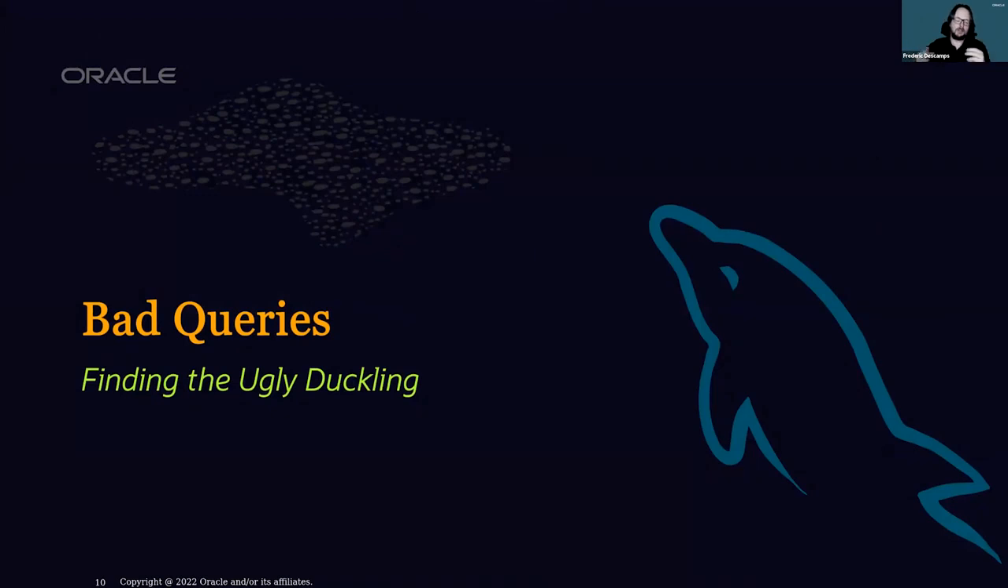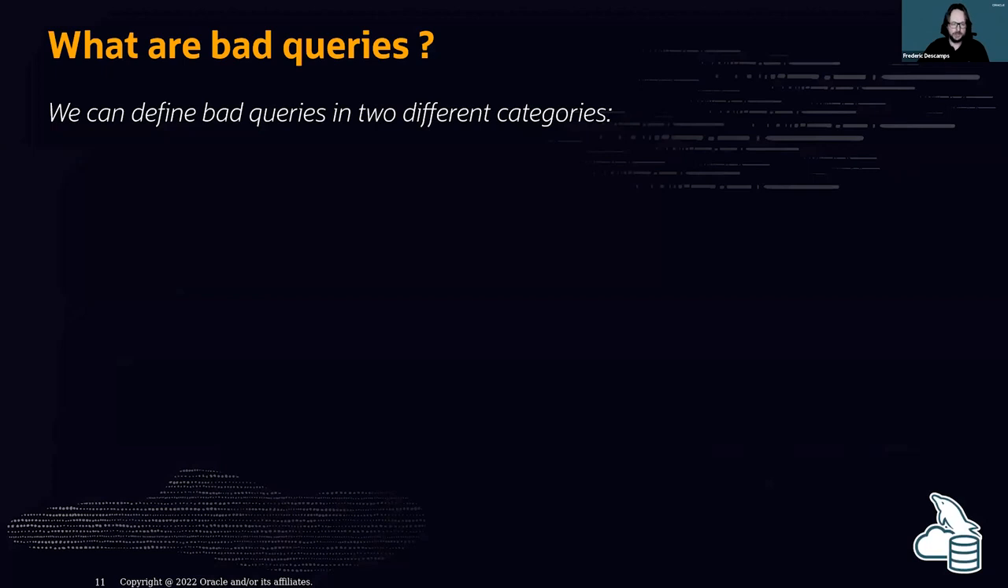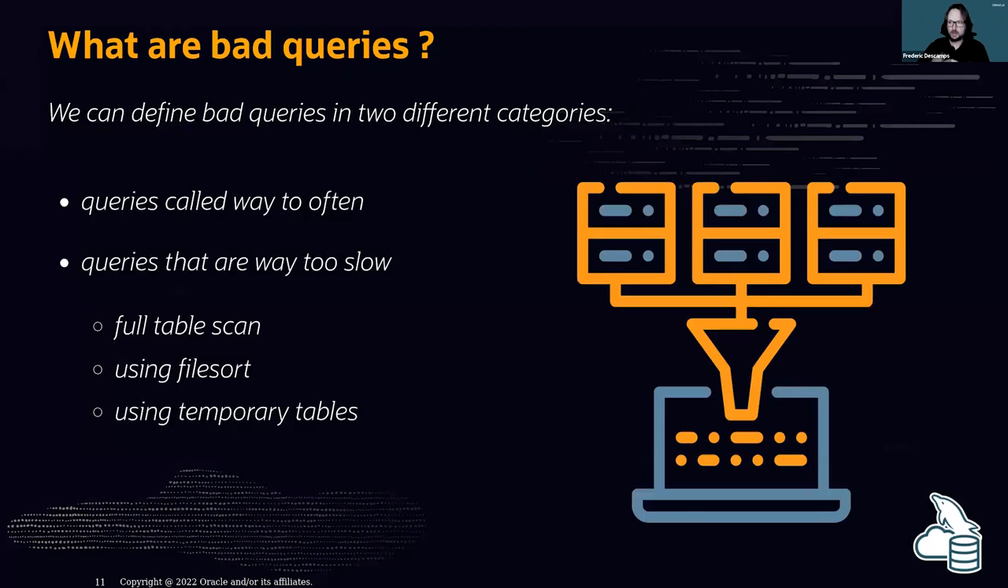First thing, when we have a very large query response time, and people blame the database, and you're sure that the database is the problem, we need to find the ugly duckling. So what are bad queries? We can define bad queries in two different categories. The first are queries that are called way too often. For example, if you have one query that is called 15,000 times to just display one web page, this is way too much, right?